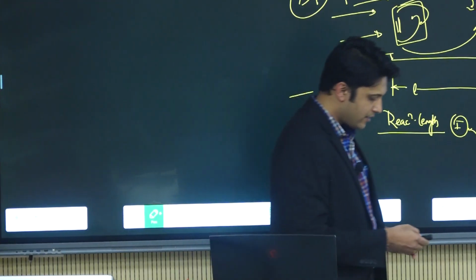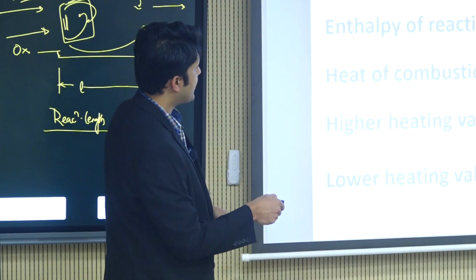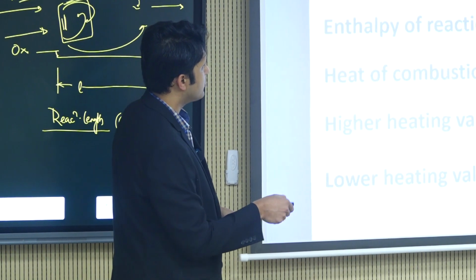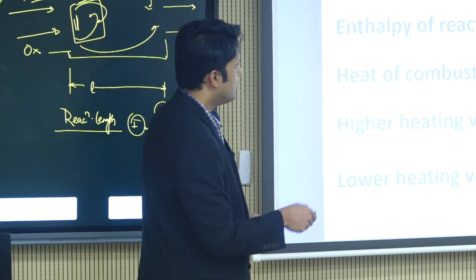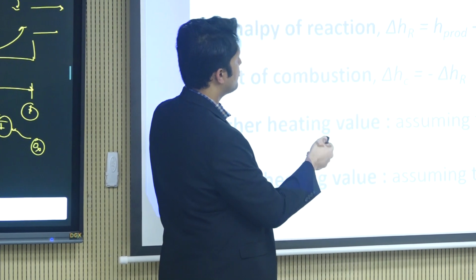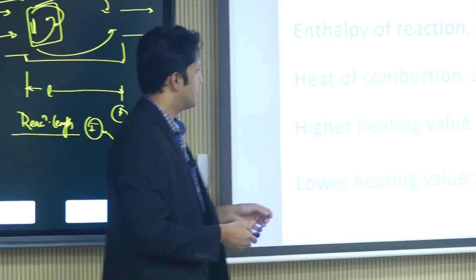If I apply that, then the enthalpy of reaction, delta H_R, for this is nothing but the enthalpy of the products minus the enthalpy of the reactants. In this case, the products' enthalpy is the enthalpy of C plus the enthalpy of D, minus the enthalpy of A plus B. Okay.